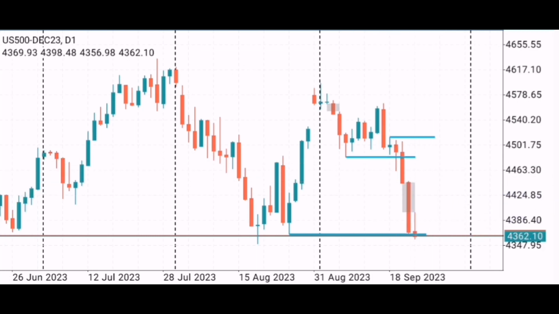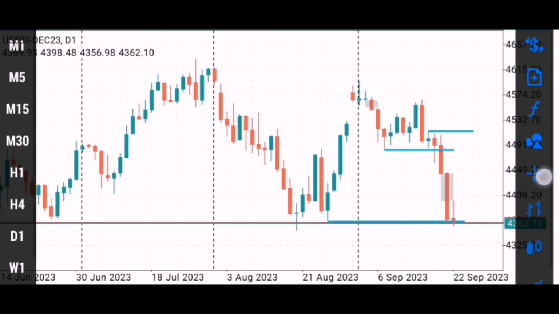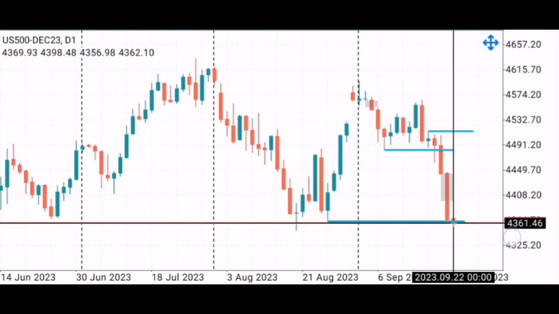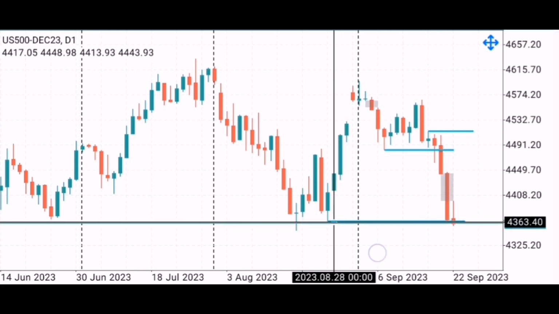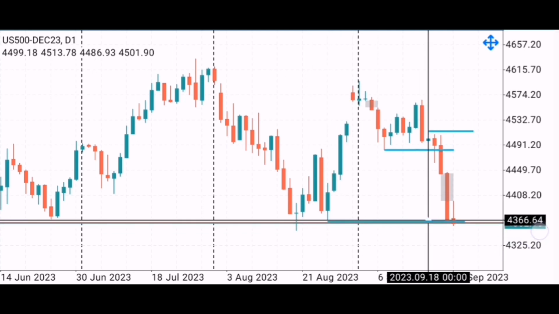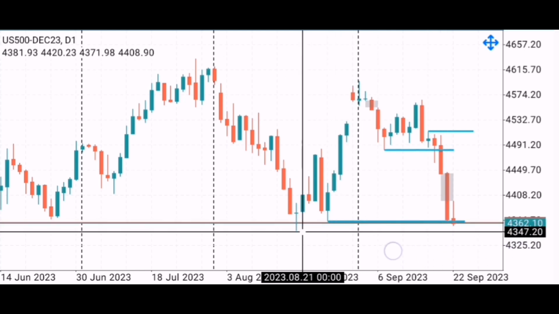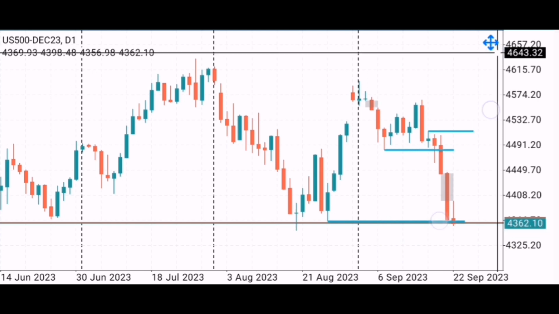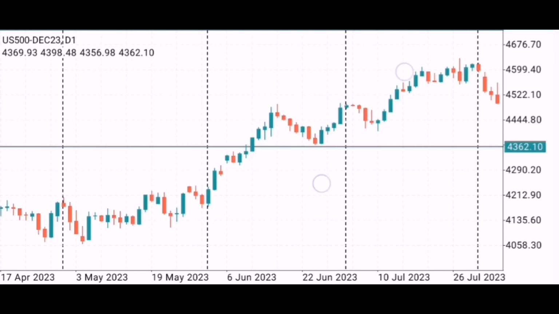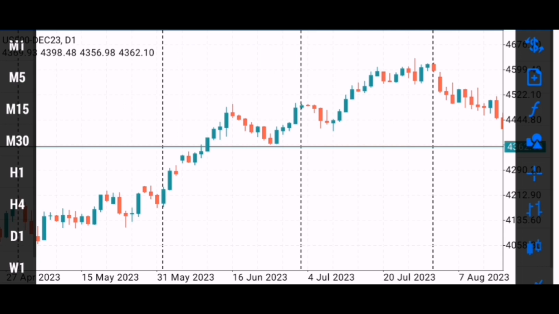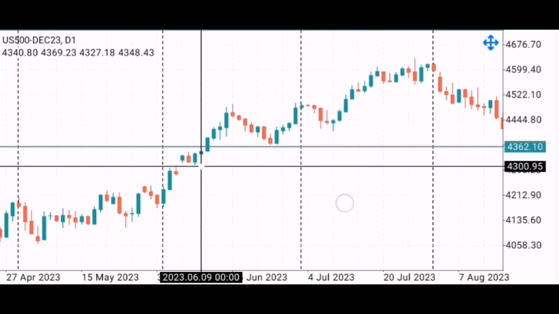The scenario that we are anticipating is for price to, since it has broken below this level, to continue momentum to the low, to seek this level over here and potentially crash all the way to the downside into this level over here.